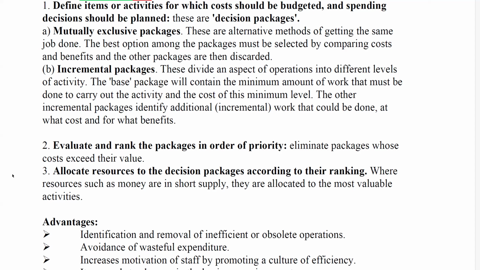So as I told you, there are 3 steps. You define the activities for which you want to budget, and then you make spending decisions. And these activities may be mutually exclusive or what? Incremental activities, which we call decision packages. Then you evaluate and rank these packages in order of priority. And then remember to eliminate the packages whose costs exceed their value. Then the third is what? You try to allocate resources to the decision packages according to their rankings. Okay, so where resources such as money are in short supply, you allocate it to the most valuable activities. So that is zero-based budgeting.